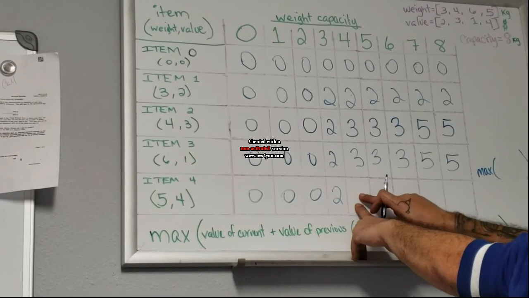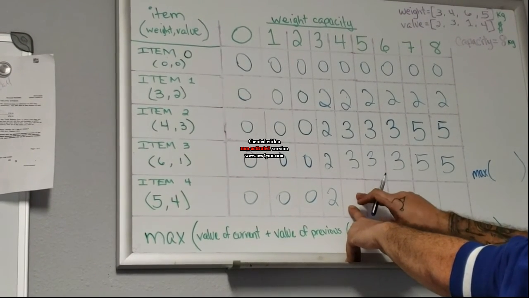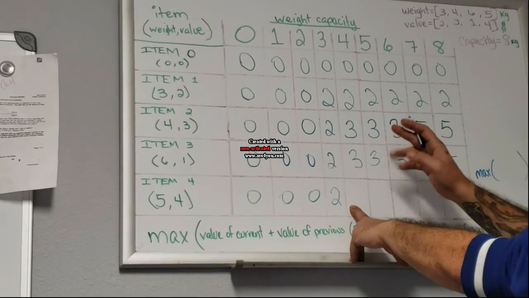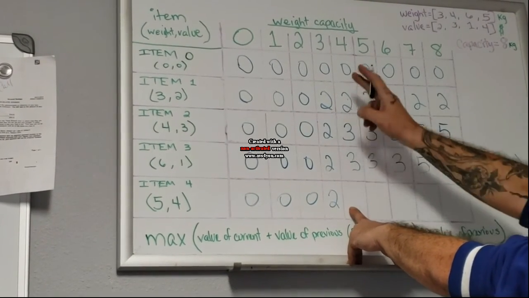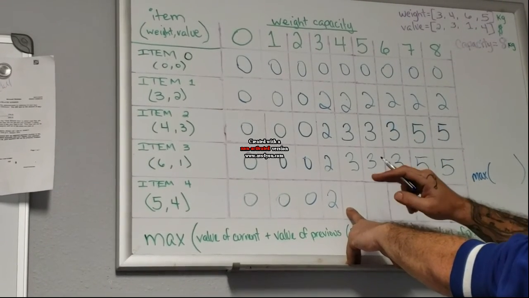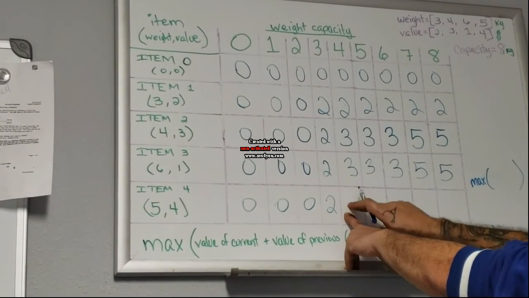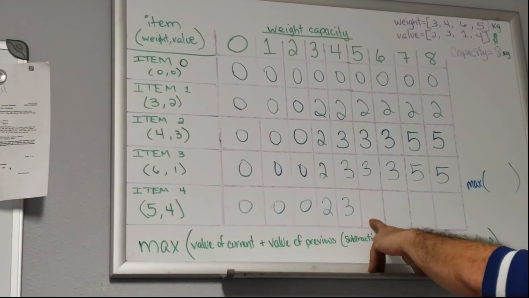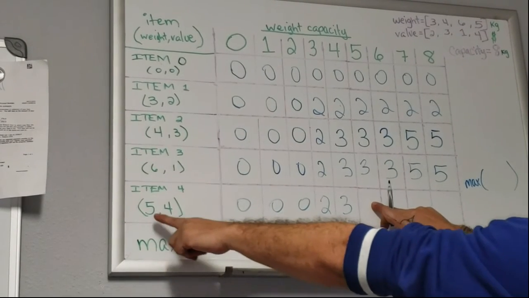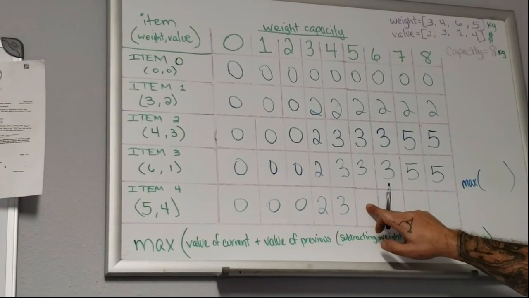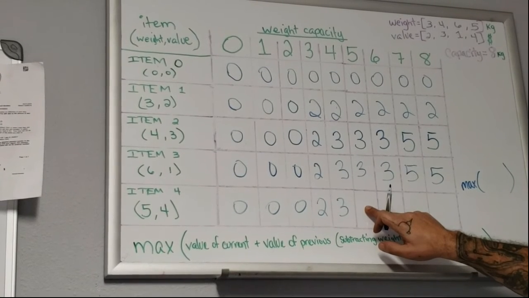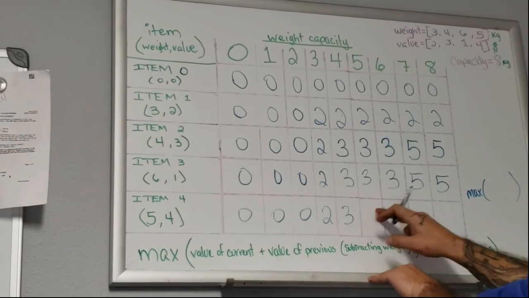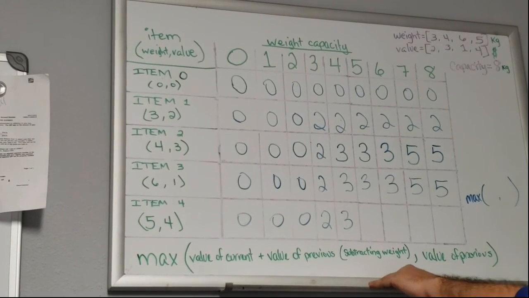Next cell, again, I know that item 4 is not going to fit. Item 3 is not going to fit. I just want the previous value because I know item 1 or item 2 will fit. So let's look at the previous value. The previous value here is going to be 3. Okay, here, item 4 does have a possibility of fitting into our knapsack. So let's see here what we can do to find out what will be our max.